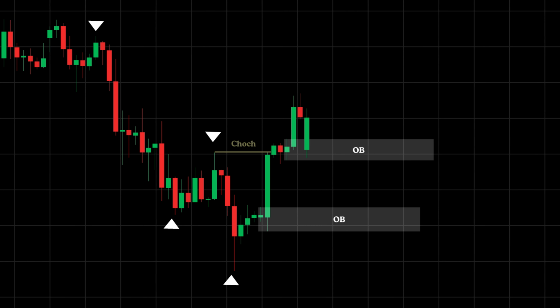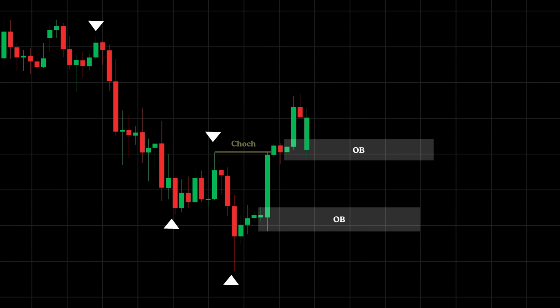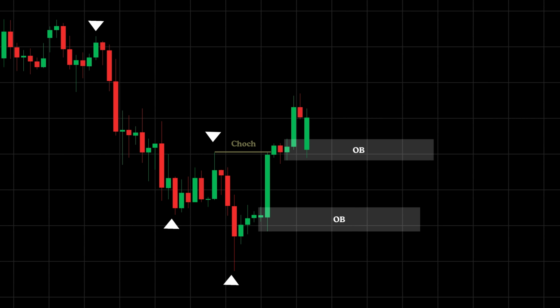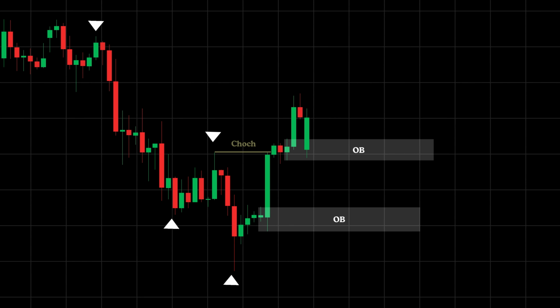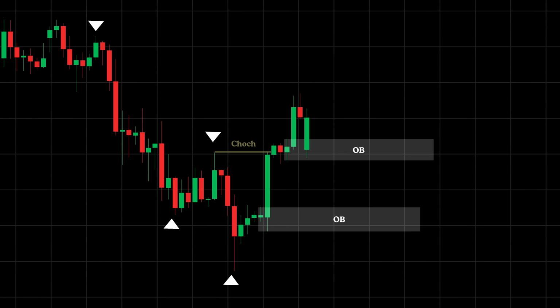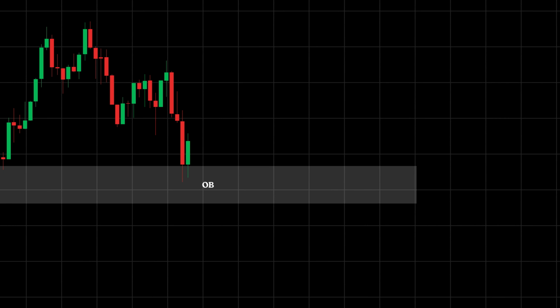Price has tapped into the first order block. So we switch to the 5-minute chart to search for an entry. On the 5-minute chart, we look for reversal signs to confirm that the order block is being respected before opening a long position. For confirmation, we need to see a change of character, which occurs when price breaks above the swing highs that triggered the breakout.